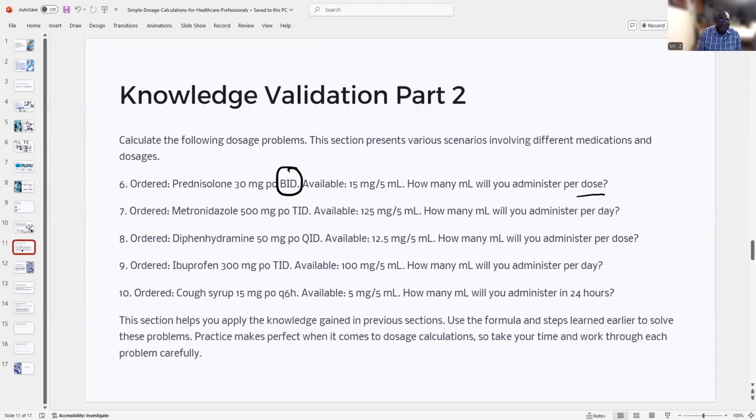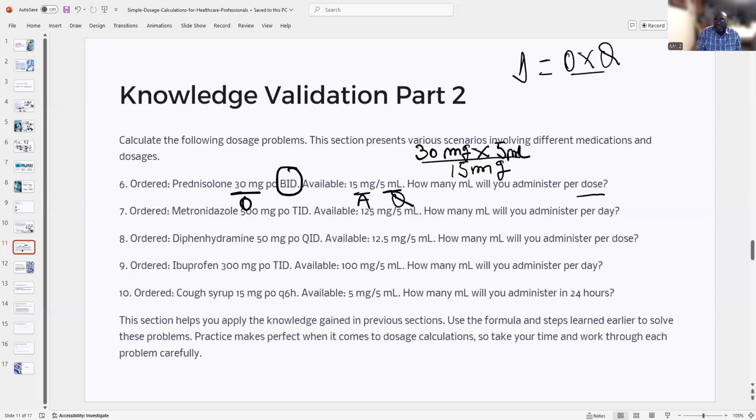All right. So like on number 6, this right here, that is your order. That one is your available. That one is your quantity, milligram match. So you will do what? You're going to do your order, which is 30 milligram, multiply by quantity, which is 5, then divide that by available, which is 15 milligram. In case you forget, dosage equals order times quantity divided by available.